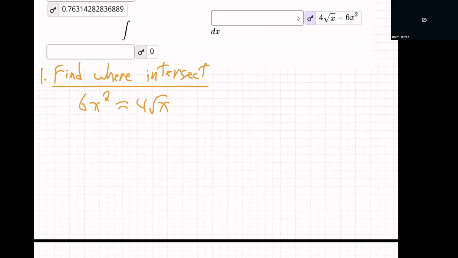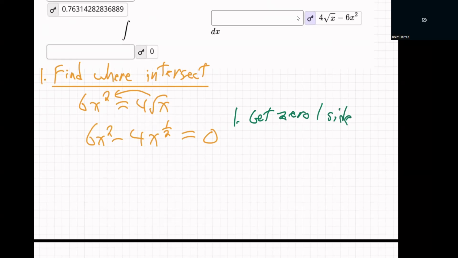It's kind of a tricky one. So what you should do is bring this over here, so you get 6x squared minus 4, I'm going to make this x to the half power, equals 0, like that. And now, step one, get a 0 on one side. We did that.